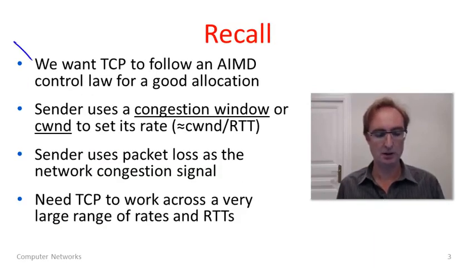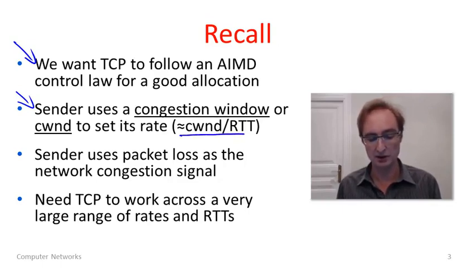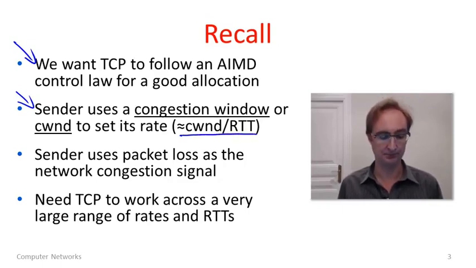So here's just a little more background context before we go into the details. I've said that TCP is trying to get to an AIMD control law. The way we're going to implement it in TCP is to have the sender implement a congestion window and adjust the size of the congestion window. This controls the rate indirectly. The rate we'll get is the congestion window divided by the round trip time. We're also going to use feedback from the network in terms of packet loss to understand when there's congestion.